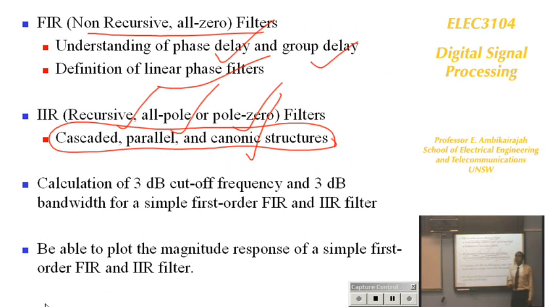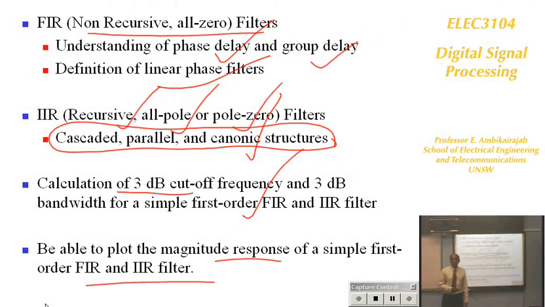If you are given a simple transfer function, you need to know how to calculate a 3 dB cutoff frequency, if it's a low-pass filter or band-pass filter. You should be able to plot the magnitude response and the frequency response of a simple first-order or second-order IIR filter. Normally, first-order we can do it, and we can cascade many first-orders to get second-order, or two first-orders give you second-order.